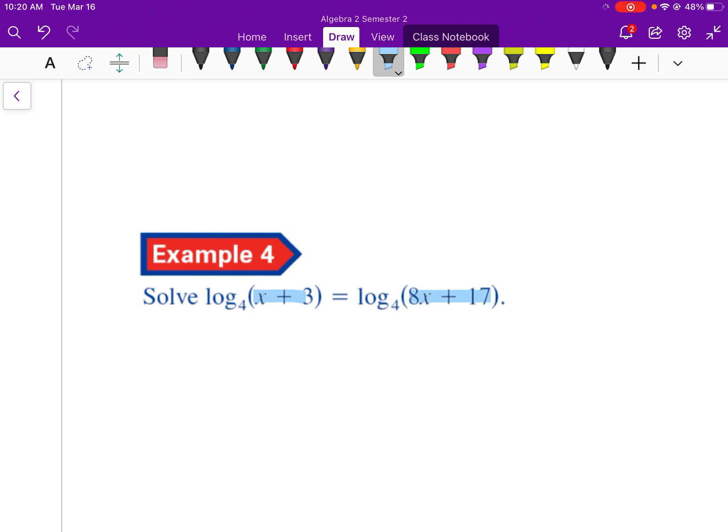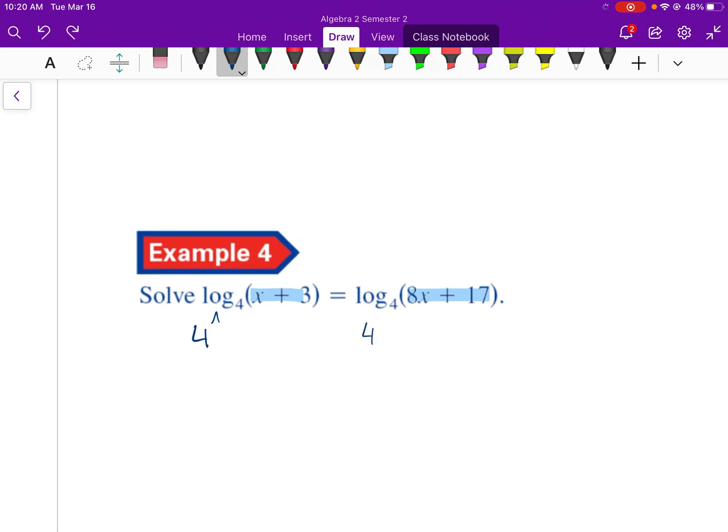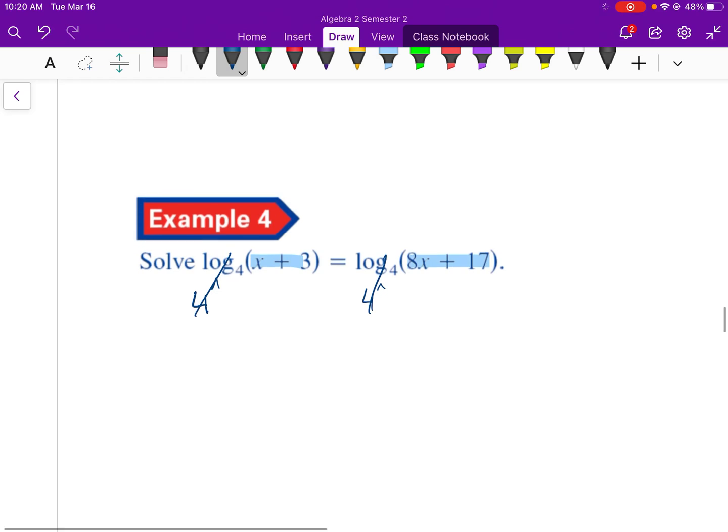To do the actual inverse operations, we would do what's called exponentiating. Log base 4, you're going to take 4 to the power of that side, and what that does is just get rid of the logs. So the big thing it comes down to: you see log base 4 on both sides of the equation, so the arguments must equal each other as well.